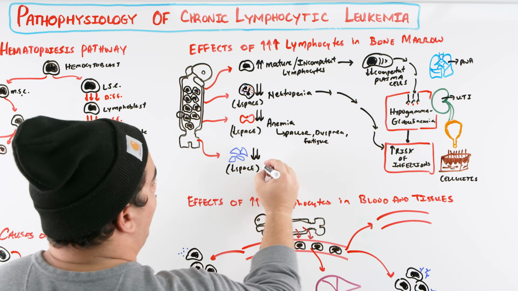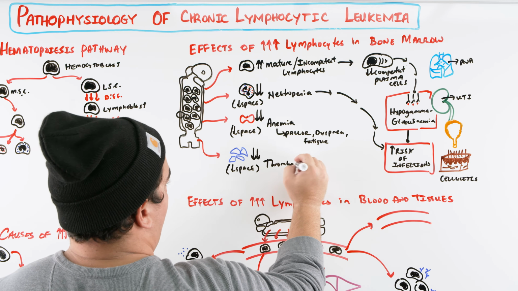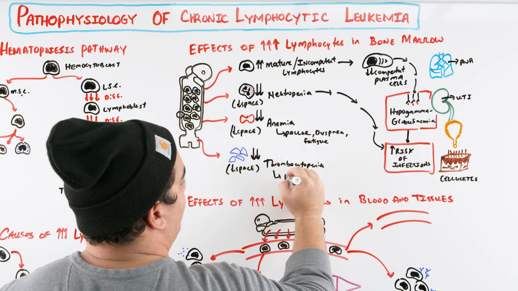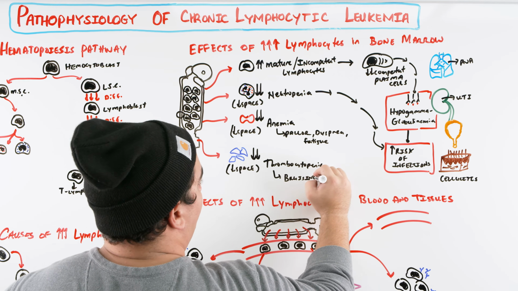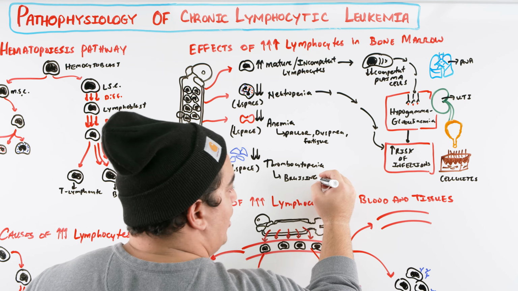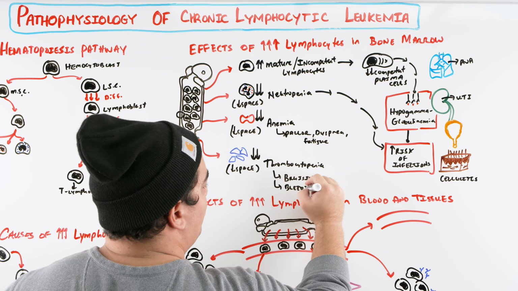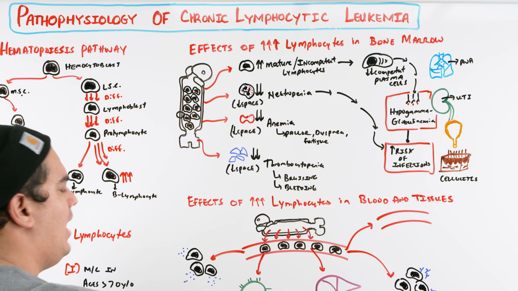And then the last one is you could have thrombocytopenia. And with thrombocytopenia, this could actually cause bruising, which can look like petechiae. It can look like ecchymosis, it can look like purpura, or it can actually cause full-on bleeding to be present. Gingival bleeding, epistaxis, GI bleeding, etc.